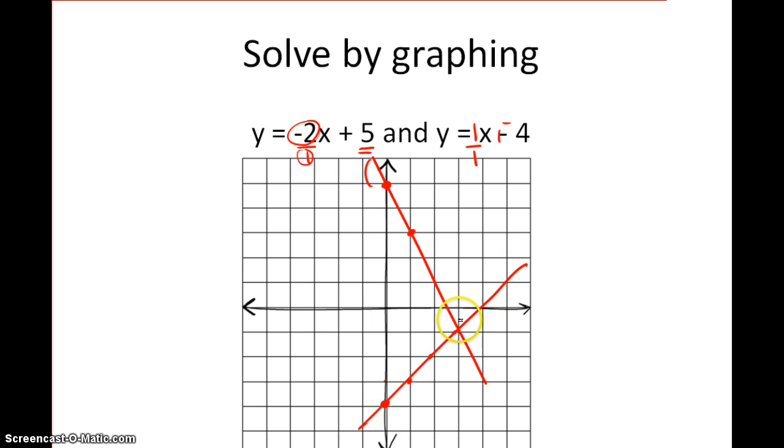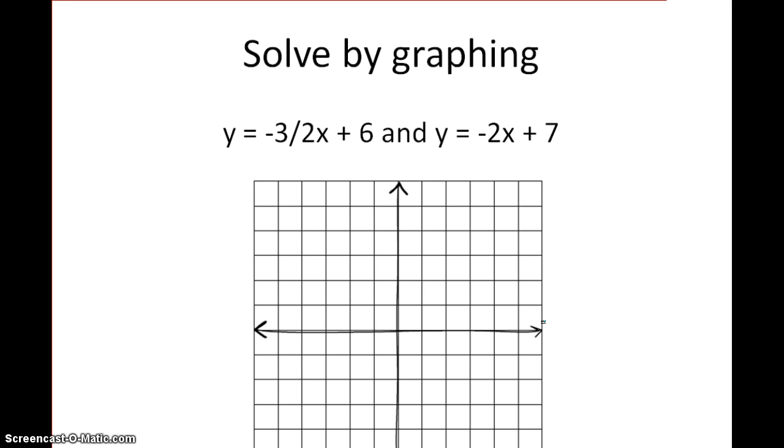The solution is where they intersect, and the two lines seem to intersect at the point (3, -1). And so the solution to this system of equations is (3, -1). Now you can solve this one with graphing.